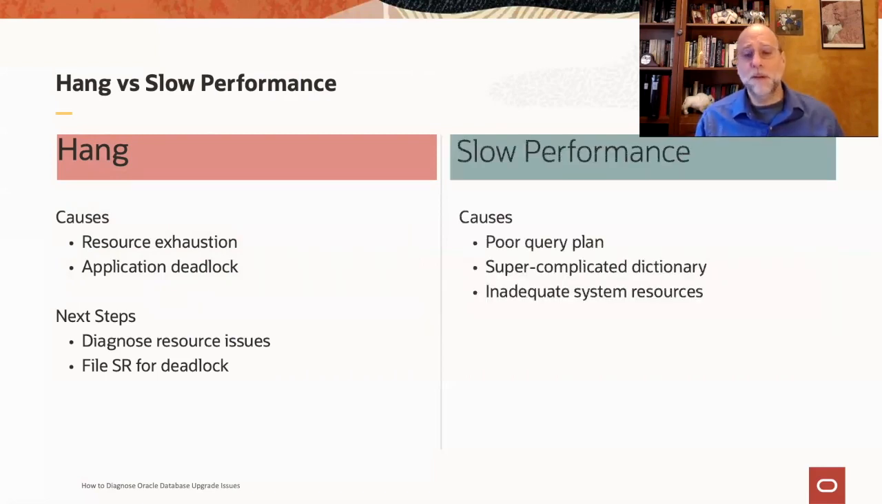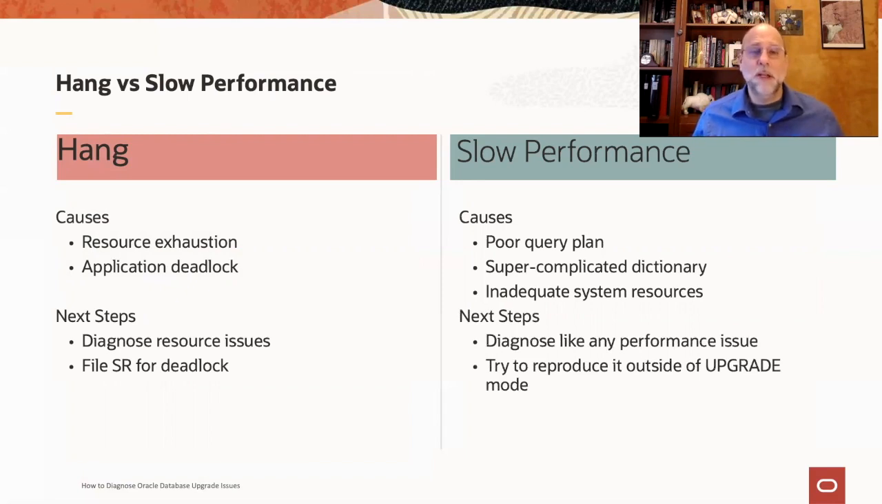On the other hand, if you've got slow performance, it's the typical causes there, right? A poor query plan, maybe it's just a really complicated dictionary so that the queries take a long time to run, or maybe, again, you're low on resources and that's making everything less efficient. So what we say here is you would diagnose it like any other performance issue, but remember here you don't have AWR available. You don't have all the tools you would normally have available. So we'll look a little bit at what you can use to diagnose a performance issue, especially if you can reproduce that issue outside of upgrade mode.